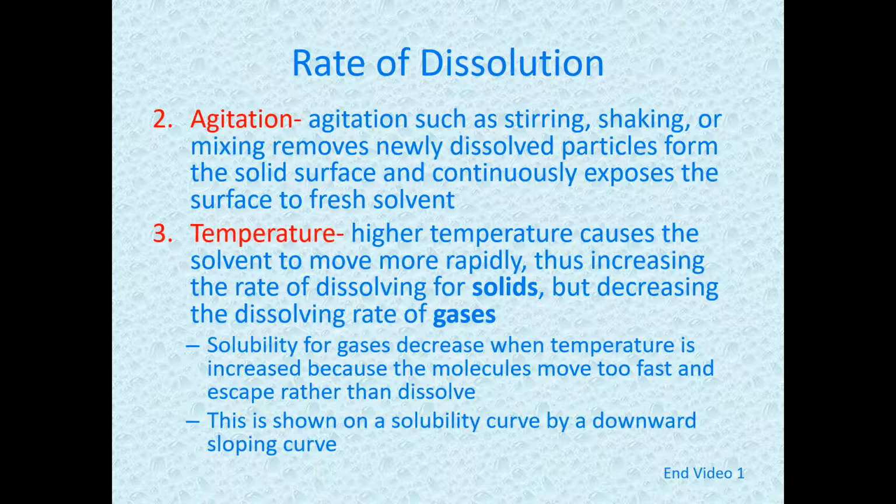And our last one is temperature. The higher temperature causes the solvent to move more quickly, thus increasing the rate of dissolving for solids, but decreasing the dissolving rate of gases. Solubility of gases decreases when the temperature increases because the molecules move too fast and they escape rather than dissolve. And this is shown in a solubility curve by having a downward sloping curve instead of an upward sloping curve.